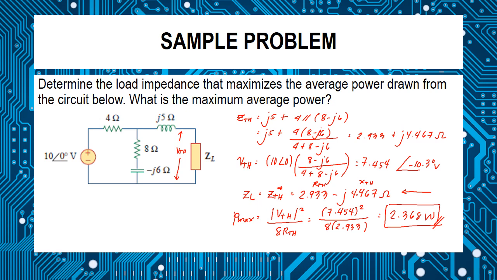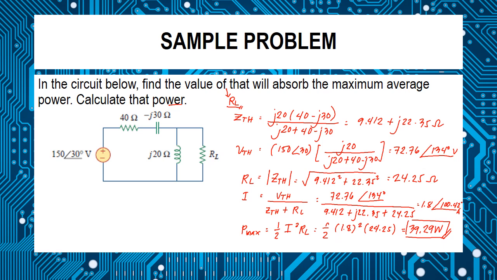Okay. Next, in the circuit below, find the value of RL. So we have here RL, and find the value of RL that will absorb the maximum average power and calculate that power. Okay, so let us solve first for this ZTH.